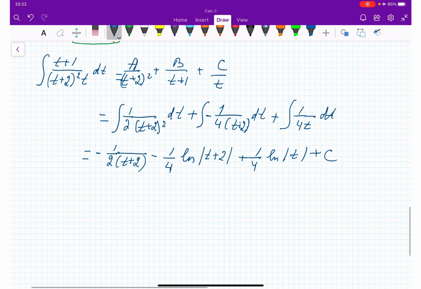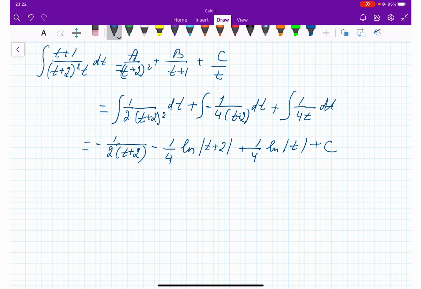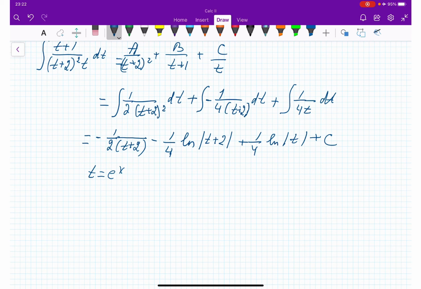All right, bringing back e to power x. Remember we had t equal to e to power x. Substitution, bringing back, and we are getting negative. The answer practically is going to be negative 1 over twice e to power x plus 2, minus 1 over 4 natural logarithm e to power x plus 2.